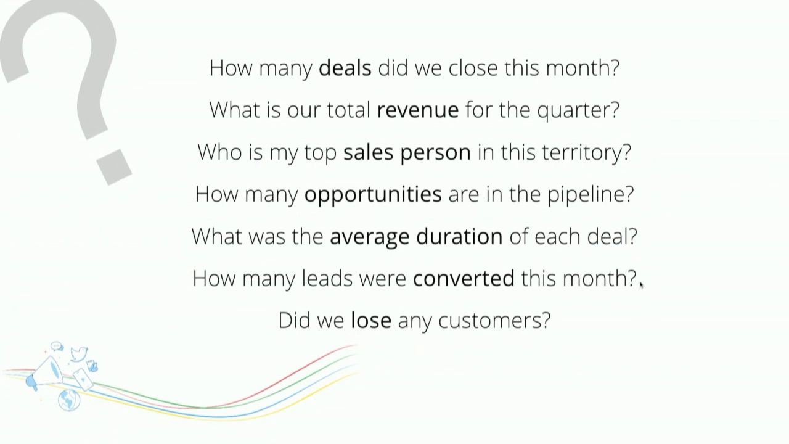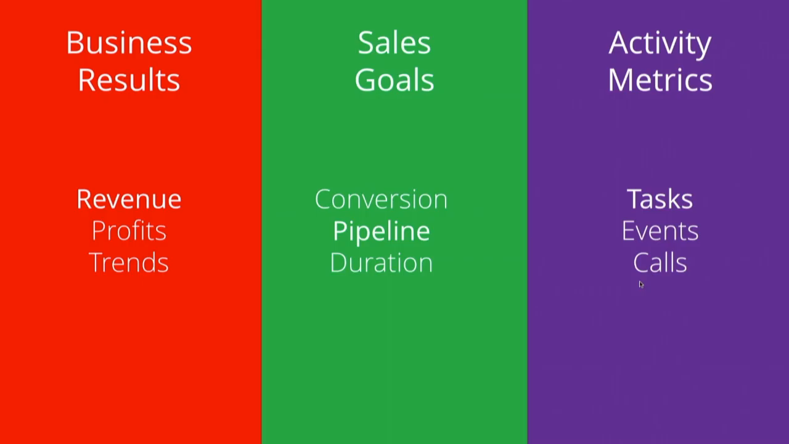If you need to know the account name, you're going to cross-reference the accounts module. If you want to know how many events or tasks, you cross-reference the activities module. So when I think of reports, I think of them in 3 categories: business results, sales goals, and activity metrics.